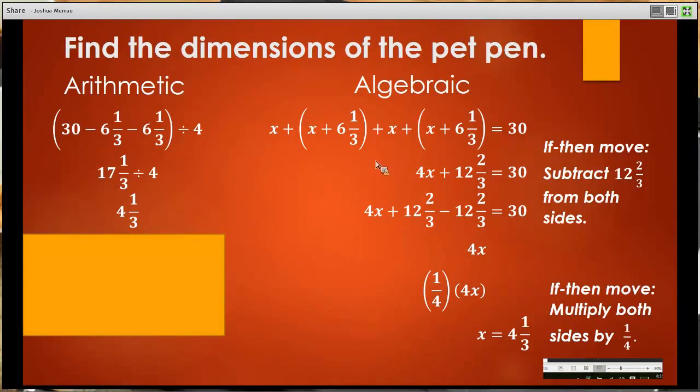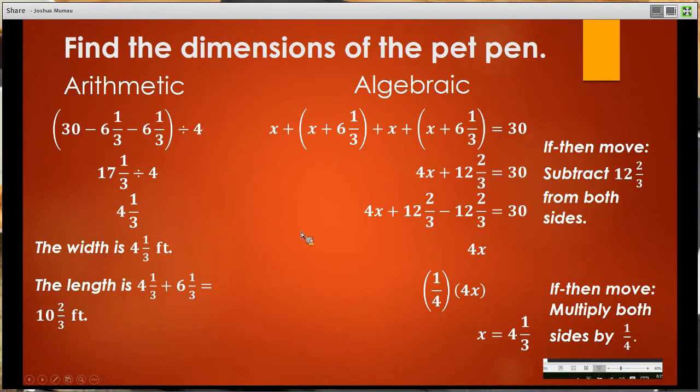Our two-step equation is right here, the 4x plus 12 and 2/3 equals 30. We're going to subtract 12 and 2/3 from both sides. When we subtract that from 30, we get 17 and 1/3. So now we have 4x equals 17 and 1/3, and then we're going to divide that by 4, or multiply by 1/4. Dividing by 4 and multiplying by 1/4 are the same thing. So we divide it by 4, and we get 4 and 1/3. So x equals 4 and 1/3. Notice the arithmetic and the algebraic give the same answer.